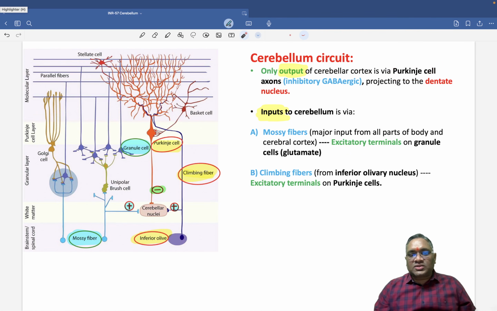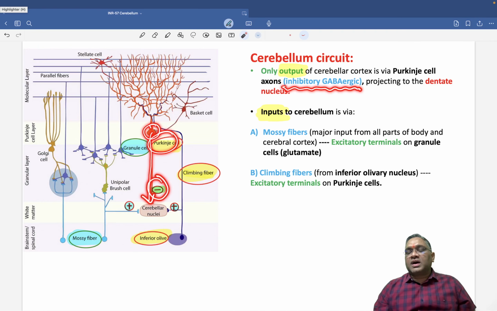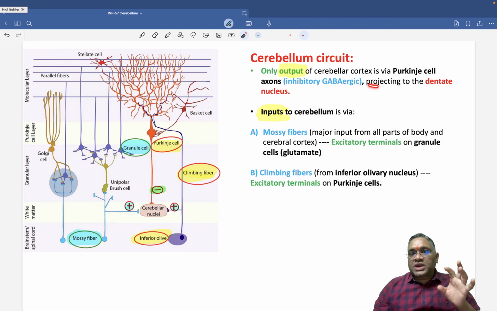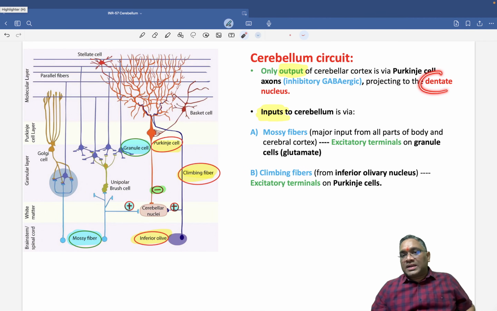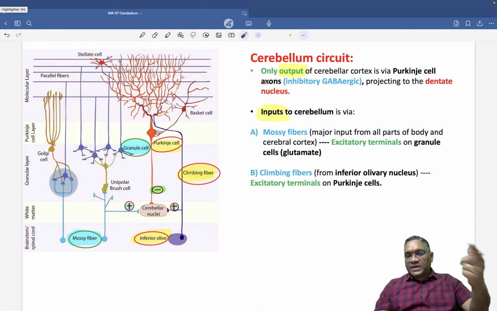And what is the Purkinje axon? See this Purkinje axon. The Purkinje axon is inhibitory in nature, because they are inhibitory GABAergic neurons, right? So this is the only output from the cerebellar circuit, and they will be projecting into the deeper, you remember, dentate nucleus of the cerebellar medulla. So that deeper layer will be having the dentate nucleus.